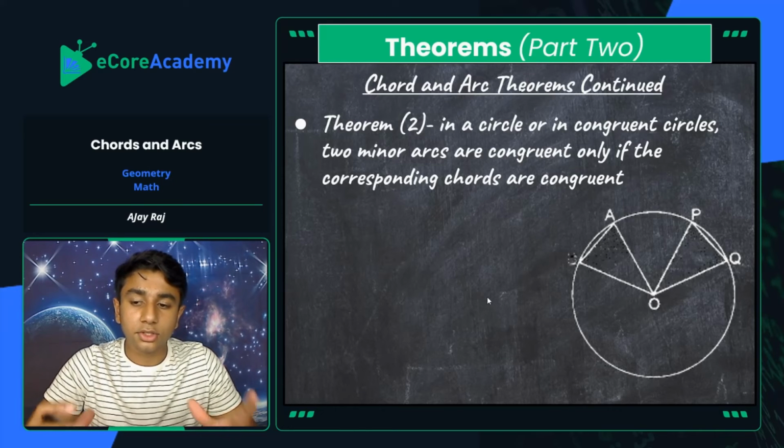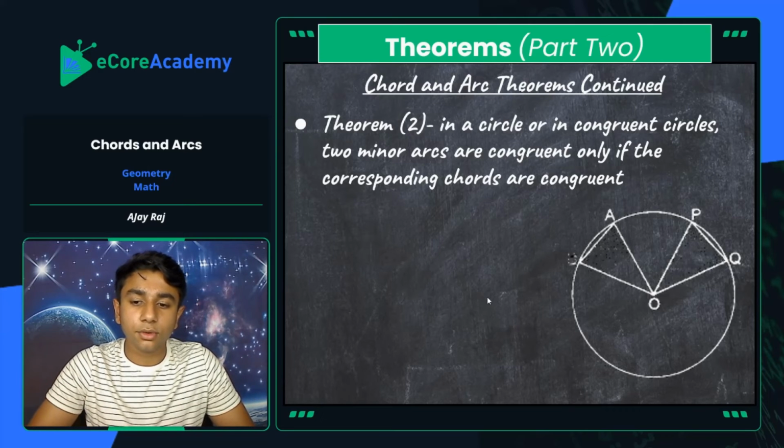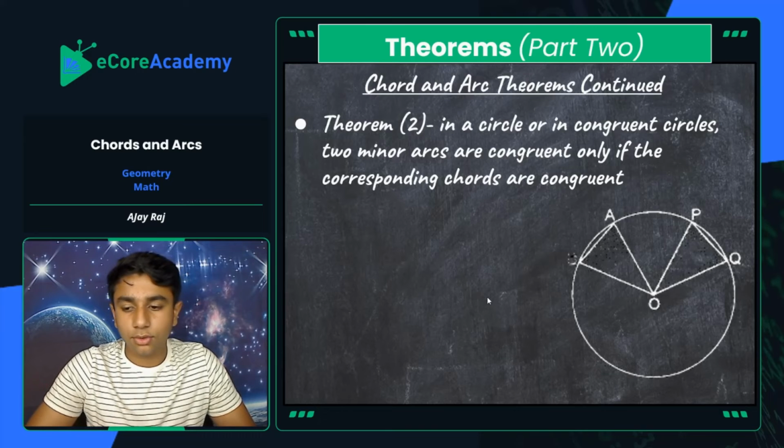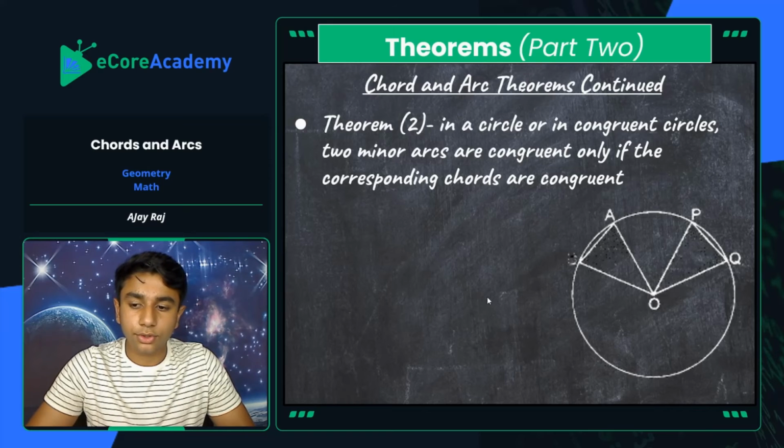So if you're automatically given congruent circles, or if you're given two different minor arcs on the same circle, the only way that your minor arcs are going to be identified as congruent, if you don't know the measures of your arcs, either in linear units or in degrees, is to discover if the corresponding chords are congruent.